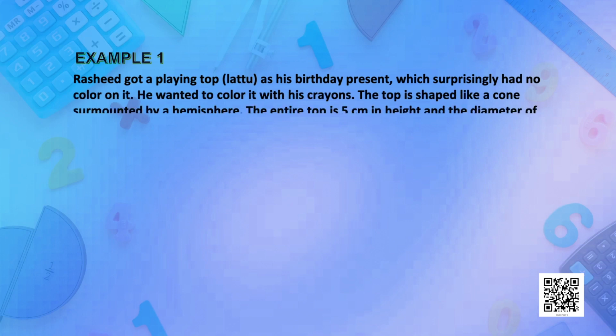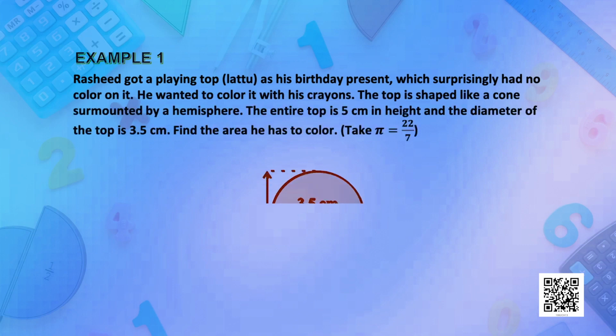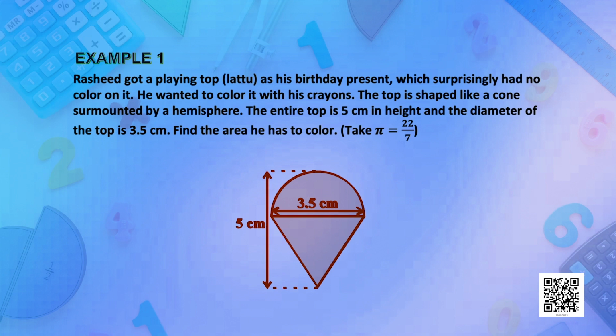Now, let us see how we can apply these formulas in the combination of solids. Rashid got a playing top Lattu as his birthday present, which surprisingly had no color on it. He wanted to color it with crayons. The top is shaped like a cone surmounted by a hemisphere. The entire top is 5 centimeter in height and diameter of the top is 3.5 centimeter. Find the area he has to color. Here we need to take pi as 22 by 7.